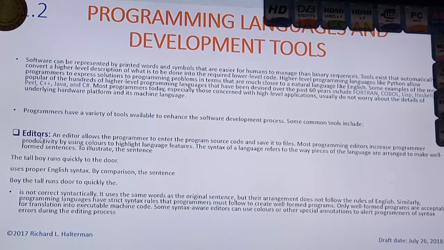First of all, let's look at the editors. An editor allows the programmer to enter the program source code and save it to files. So it's with the help of the editor that you, the programmer, are able to write the source code, and then you are able to save it to a file.